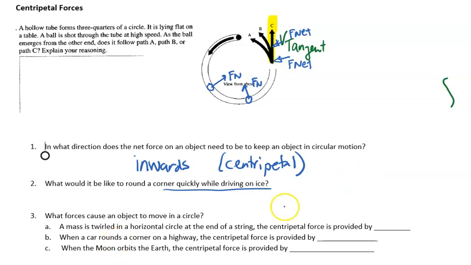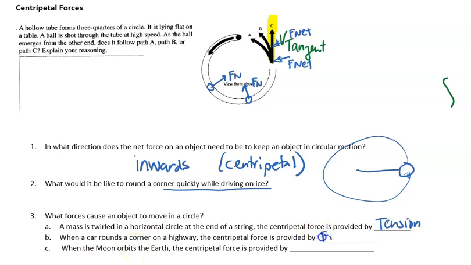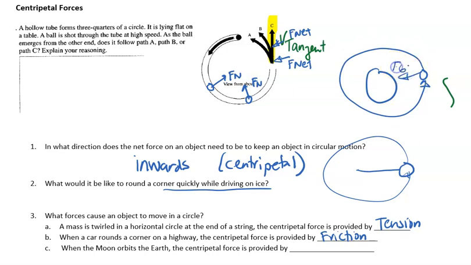So let's say you have, for example, 3A, a mass connected to a string, and it's moving in a circle. The centripetal force, which we'll talk more about in a second, is just going to be provided by the string or tension force pulling it inwards. Or you have a car on a corner of a highway. Again, friction keeps things moving in a circle when we're talking about cars driving on the road. Let's see, moon orbiting the Earth. So let's say we have the Earth right here and we have the moon, and the moon is orbiting around it. The centripetal force, or the force pulling it inwards, is going to be the force of gravity.